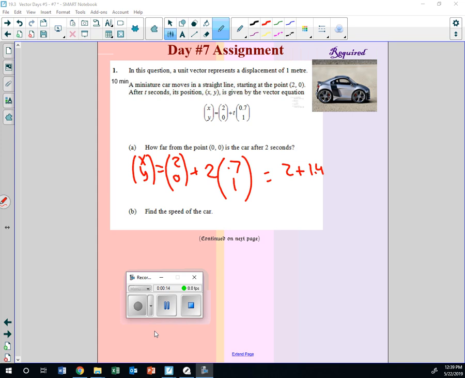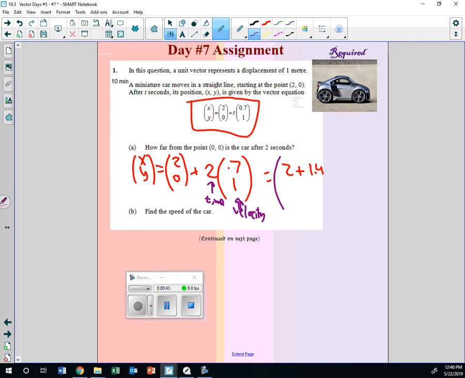You have a car. It's represented as going, with 1 meter as the unit of length. You have this nice little vector which describes if you started at (2, 0) and you went for 2 seconds at this velocity. It's called a velocity because it has a direction, and we can find the magnitude of it by taking the square root of the sum of the squares of those parts.